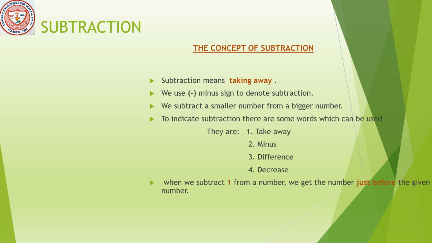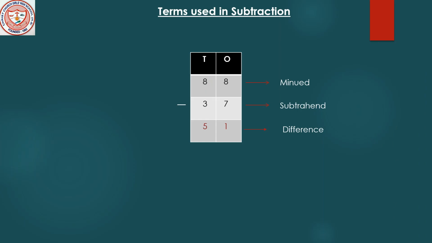Do you remember the terms used in subtraction? Yes, very good. The number from which the number is subtracted is called minuend. The number which is subtracted is called subtrahend. And the answer we get after the subtraction is called difference, as you can see on the screen. 88 is minuend, 37 is subtrahend, and 51 is difference.